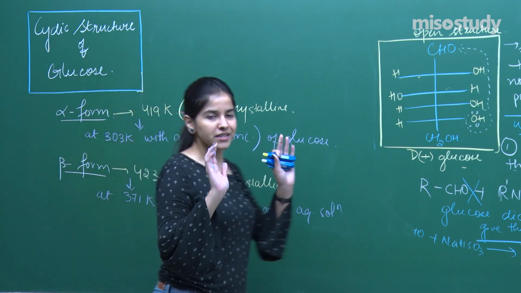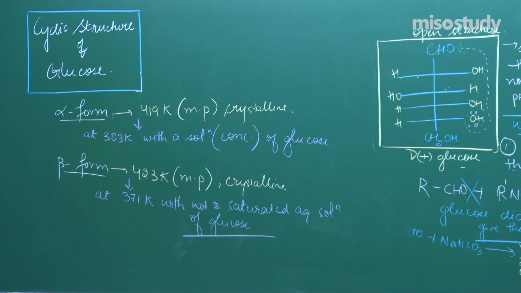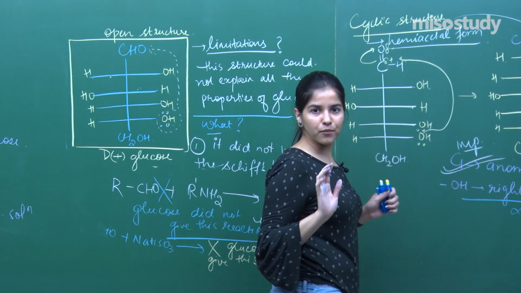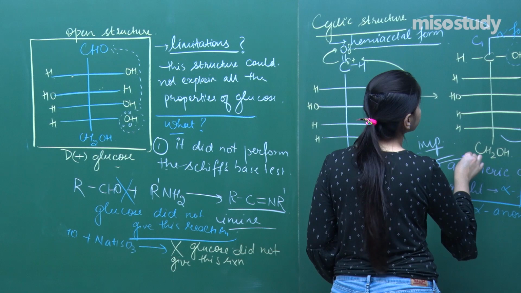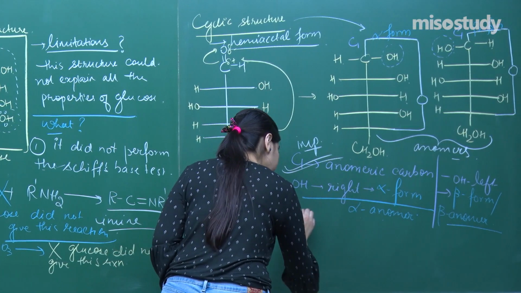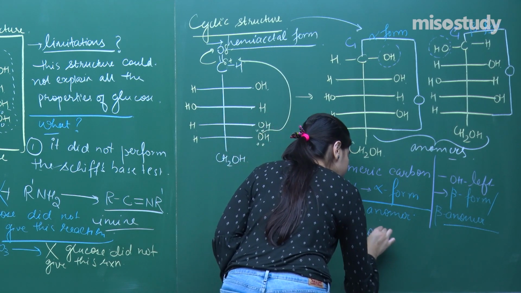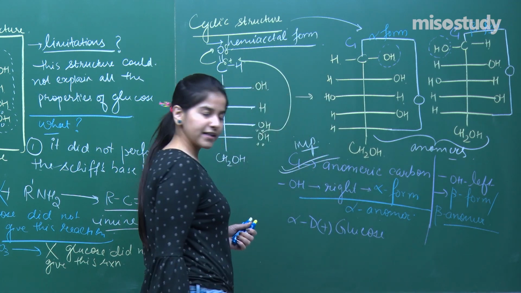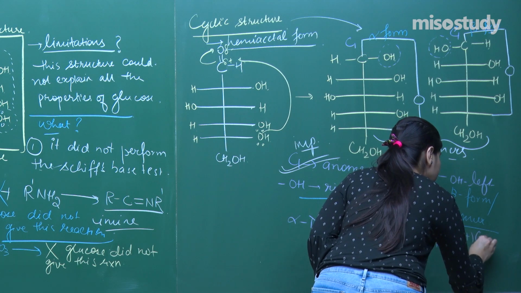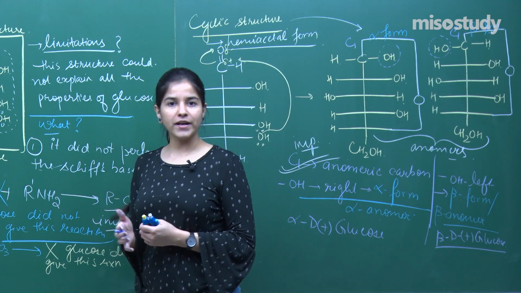Okay, let me just tell you one more thing over here, which is the name for this anomer. So the complete name would be, it's the alpha form, we know that, the alpha anomer, beta anomer. So it will be alpha D plus glucose, that is the entire name, right? And it's beta D plus glucose. Fine, got the idea about the two anomers here?